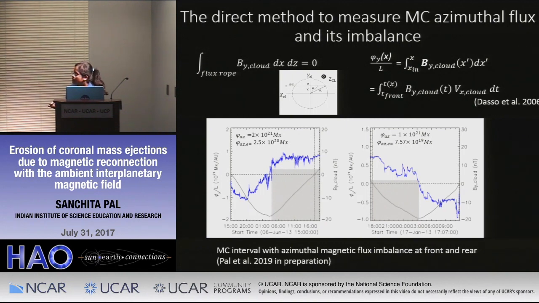For this one, the erosion has occurred at the front, so the imbalance is generated at the back, and for this event the erosion has occurred at the back, so the imbalance has occurred at the front. This red circle shows the eroded azimuthal flux, and the values are about these.